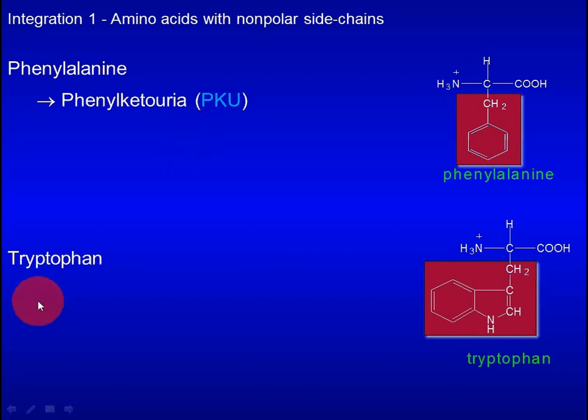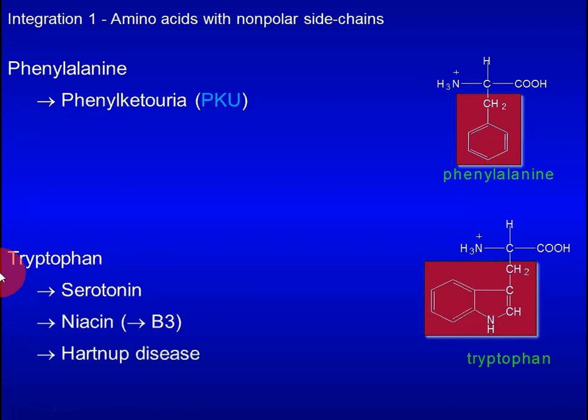Tryptophan can be converted to serotonin, a neurotransmitter. Tryptophan can also be used to synthesize niacin, a component of vitamin B3. Defects in absorption of tryptophan lead to Hartnup disease.